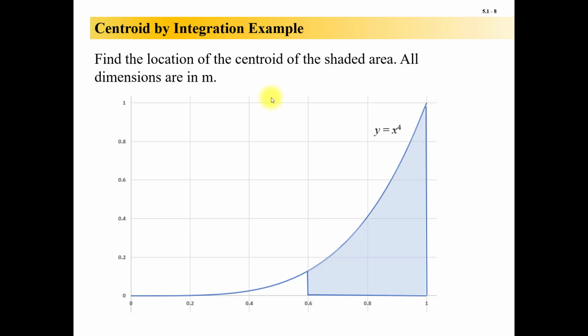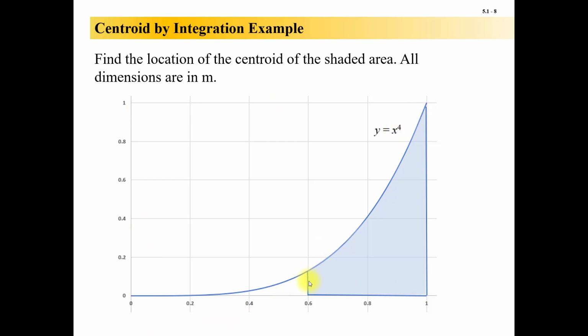All right, an example of finding the centroid by integration. For this, I picked this shape. It's really this shape right here. I drew it up in Excel, so this is part of this function that's continuing over. And this function is y is equal to x to the fourth. I have it starting at 0, 0, and at x is equal to 1, if you put 1 to the fourth in there, you'd get 1. So this is just that function.